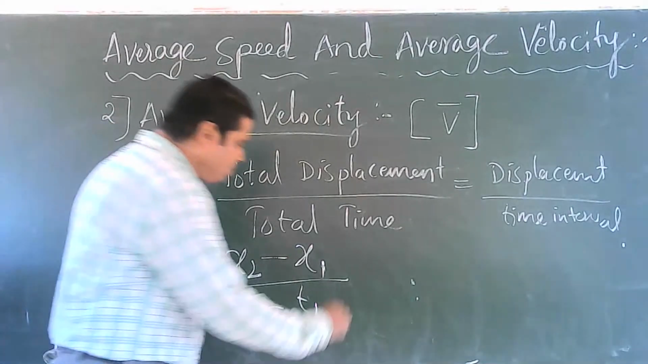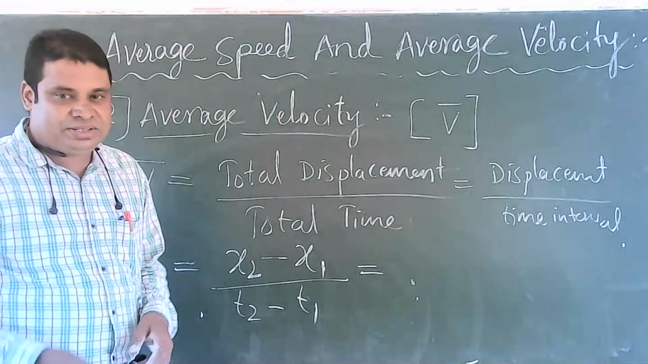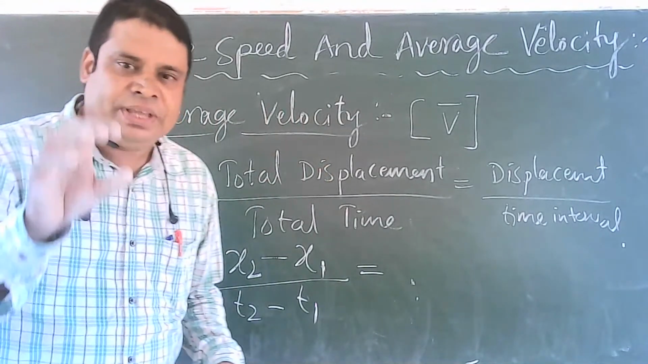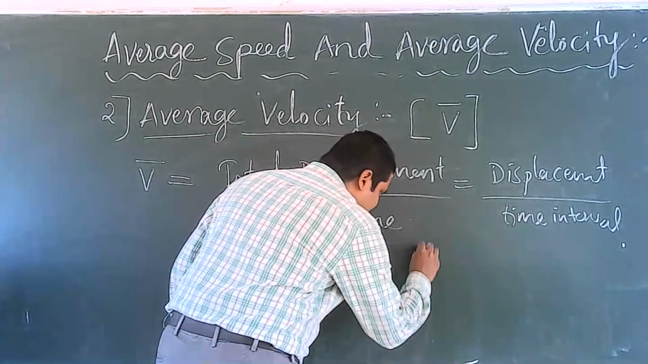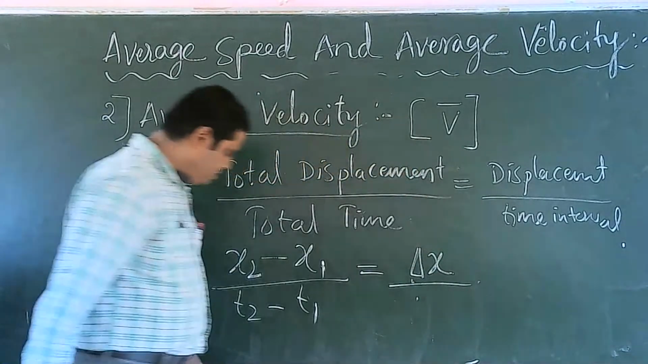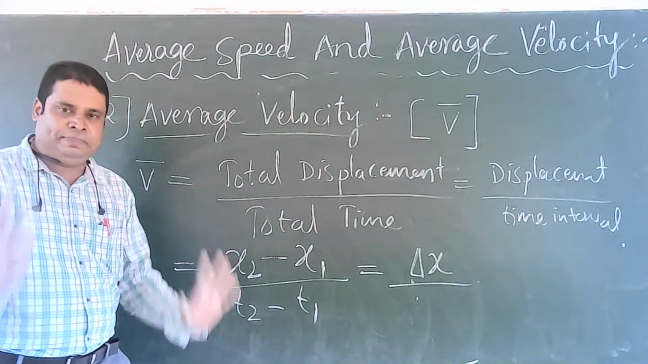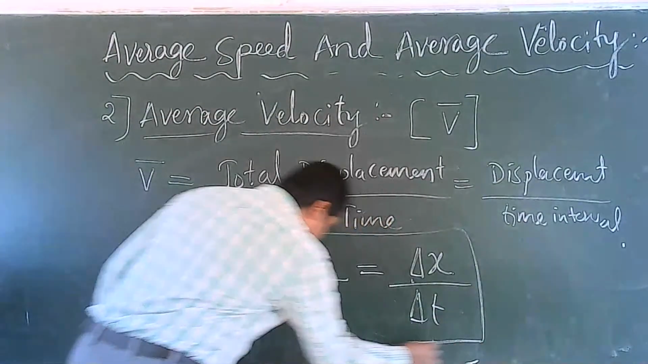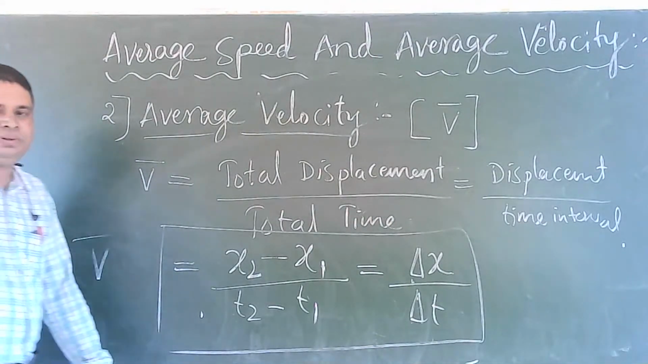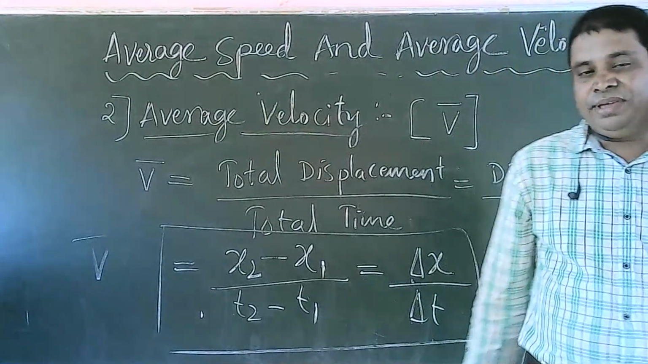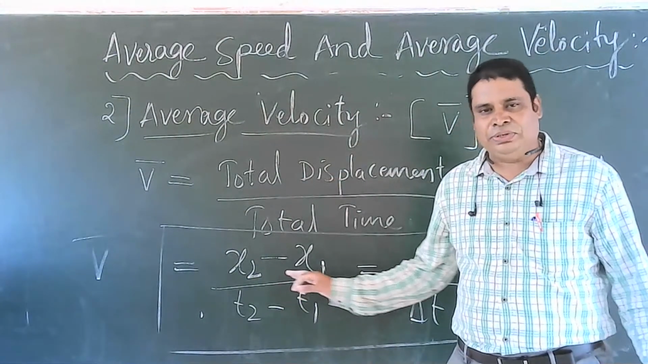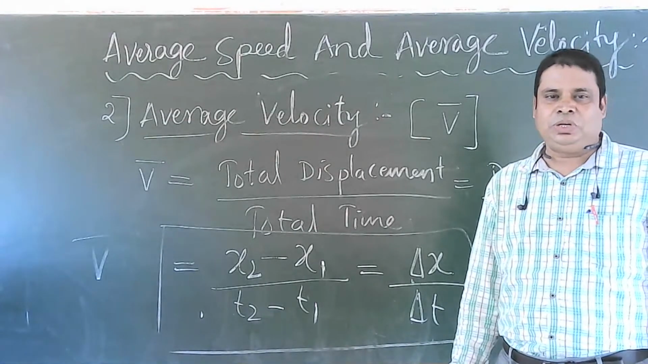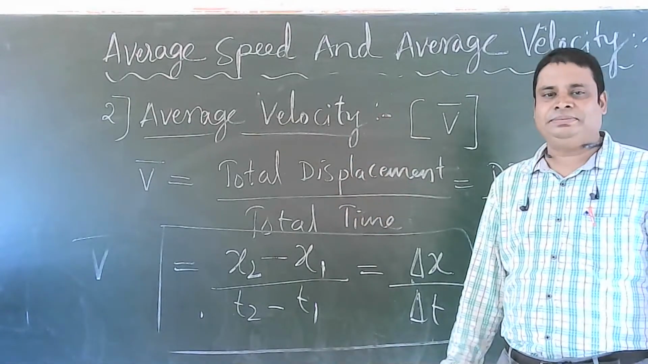This x2 minus x1 gives you what? Change. In video number 2, we know this. This change is represented by delta x. Of course, the change in time is represented by delta t. This is an expression for your average velocity. Remember, we can define it in a similar fashion, but at the end the conclusion will be that it depends on initial position and final position. So this much is enough to represent your average velocity.